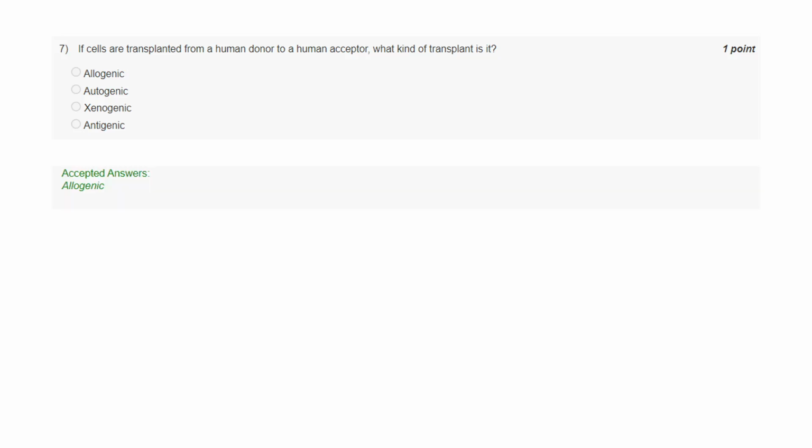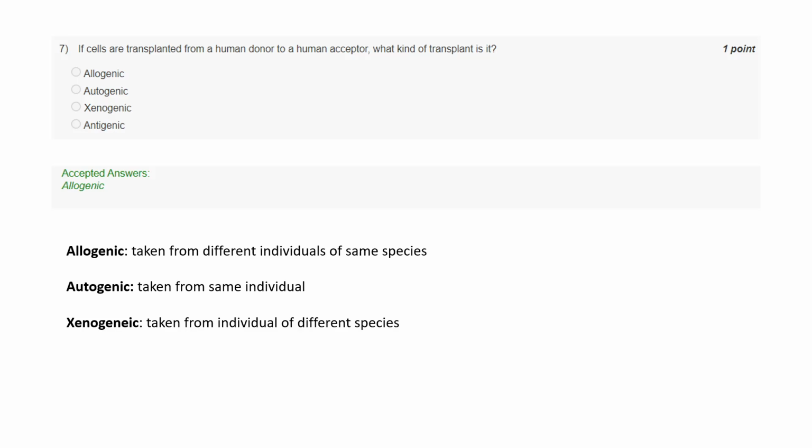Okay, let's see. Yeah, all of you are correct. The right answer is allogenic, the first option. Sorry, I didn't wait for your response, but thank you for responding. So the correct answer is allogenic. An allogenic transplant is any transplant that is taken from an individual of the same species. Let's say from a human to human or from a pig to pig. Both of these transfers will be called allogenic.